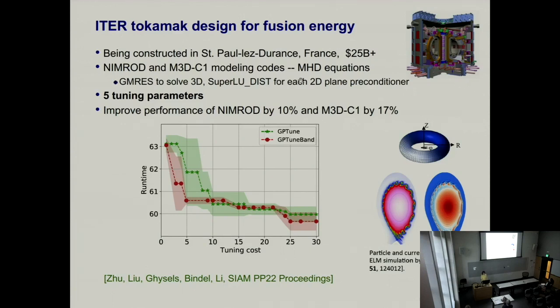And then they have the simulation code. They need to solve these magneto-hydrodynamic equations. It's a very difficult problem, and it's 3-dimensional. So conceptually, it's this donut shape, and the whole thing is a 3-dimensional MHD equation. Then they use a 2-dimensional plane with a direct solver to precondition the GMRES for the 3-dimensional whole, and 5 parameters to tune. So you can see that each simulation, each point, takes several hours on a parallel machine. So with the tuning, you get some improvement.